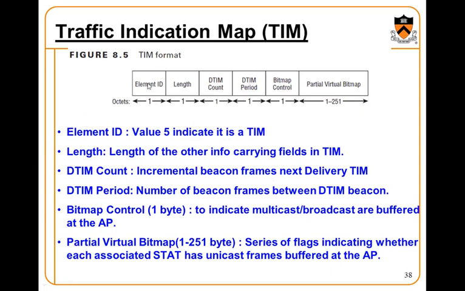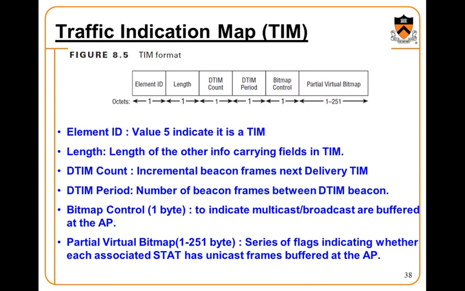Here you can see the detail of the traffic indication map, and the format of this traffic indication map is given over here, where we have element ID, length, DTIM count, DTIM period, bitmap control, and partial virtual bitmap. And you can see the detail of every element here, that the ID is the value 5 indicating the TIM element. Then the length, which is the length of the other information carrying fields in the traffic indication map.